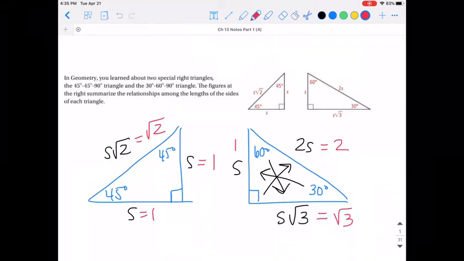And remember, in all right triangles, your hypotenuse always has to be the longest side because it's across from the biggest angle. So in our 45-45-90 degree triangle, it's represented as radical 2. In our 30-60-90 triangle, in this case, it is represented as 2.